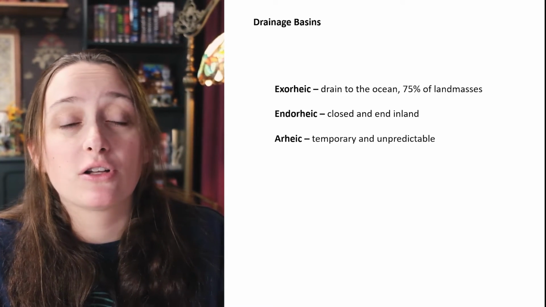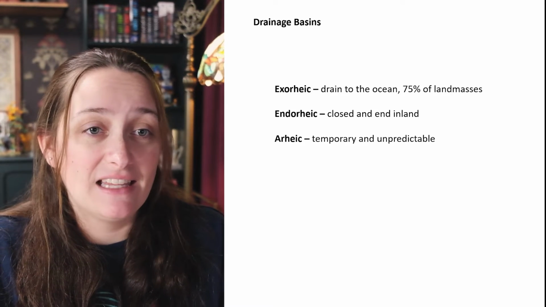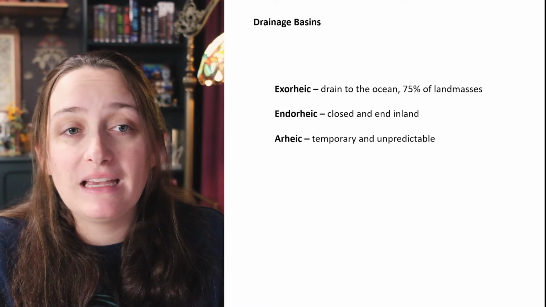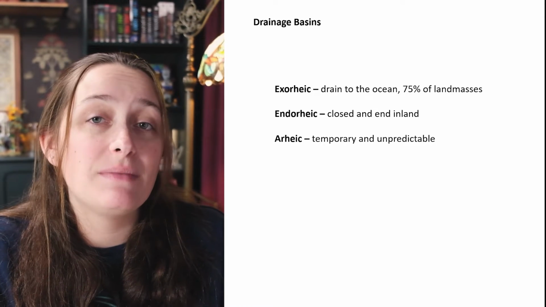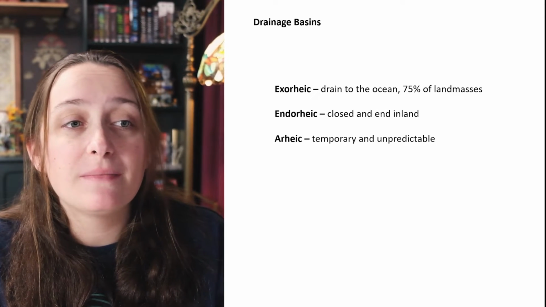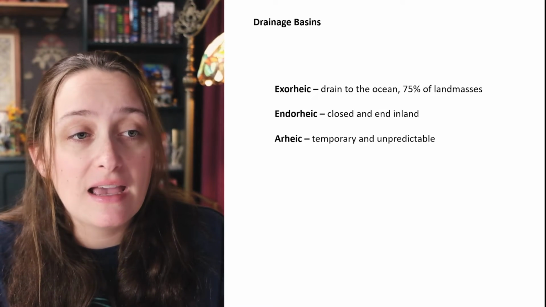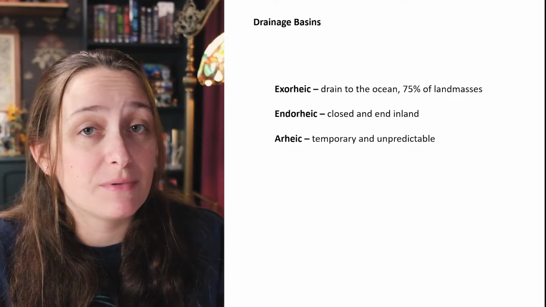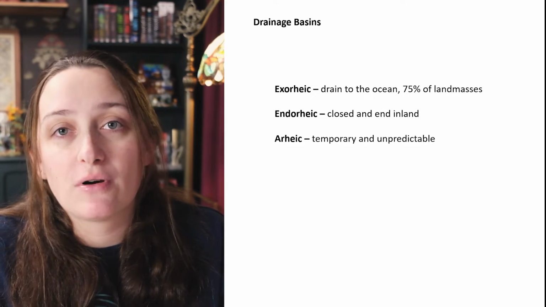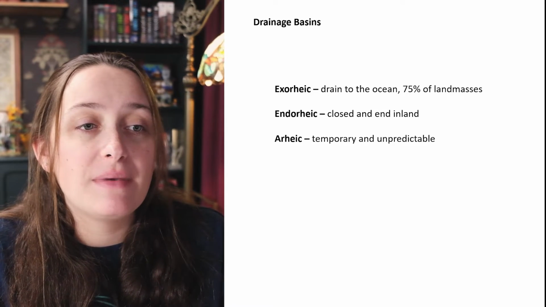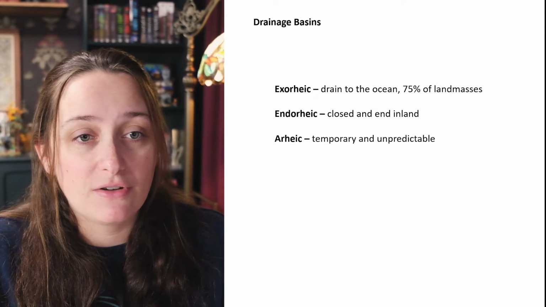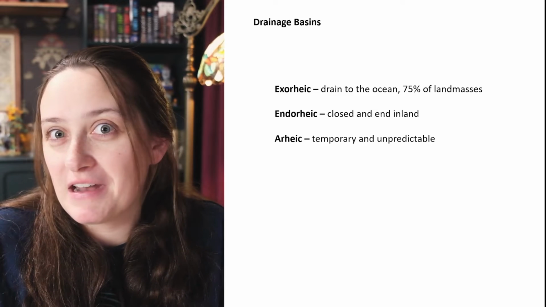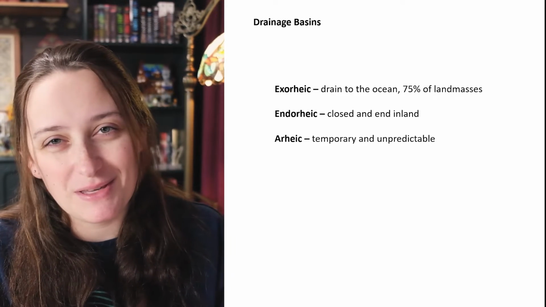Endorheic systems are closed systems that end inland, either by evaporating or seeping away, and this is normally in very salinized lakes that can be temporary or permanent, and we will typically find these in arid regions. And then the last one, arheic systems, are mainly temporary and are much less predictable. They're commonly found in more arid regions as well, and these systems are much smaller than the other 2, and we won't be considering them on our global maps because they just kind of pop up randomly in places. Well, not randomly, but you get the idea.